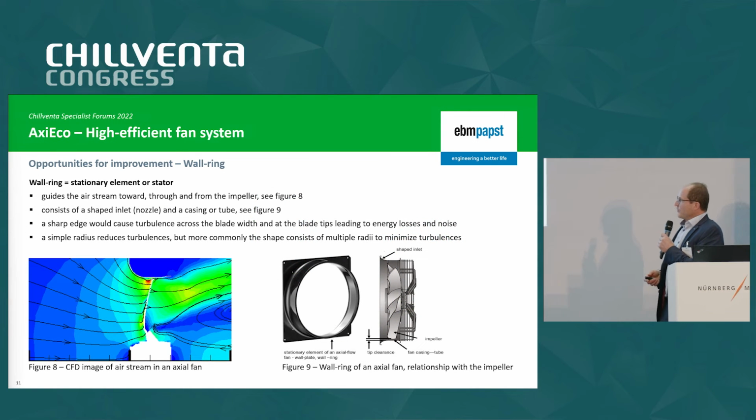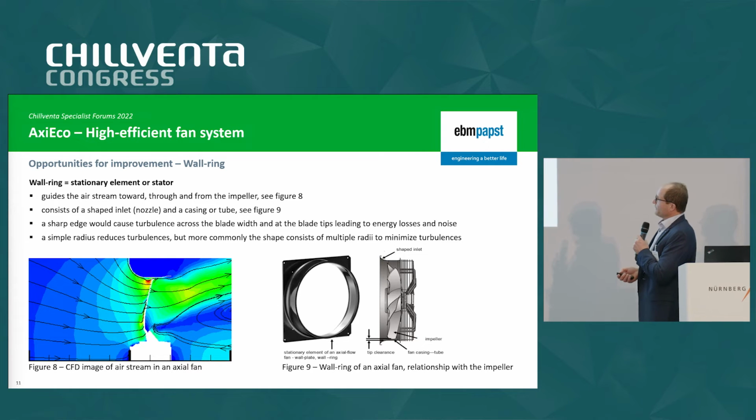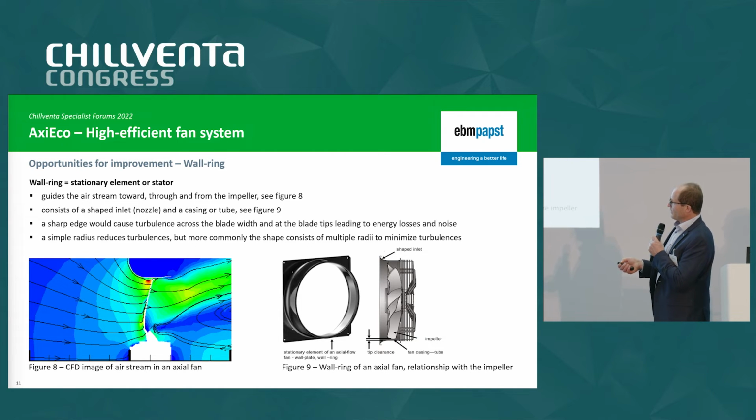What else do we need to consider? We need to consider also the wall ring. As I said, the wall ring is the so-called stationary element of the fan, or the stator. The task is mainly to guide the air towards the fan, through the fan, and away from the impeller. So what you see here in this picture is a cross section. We have got here the nozzle or the wall ring. Here we have got the motor sitting in the middle, and here we have got the blade of the fan. So the air goes that direction towards the fan, goes through the fan, and leaves the fan in that direction.